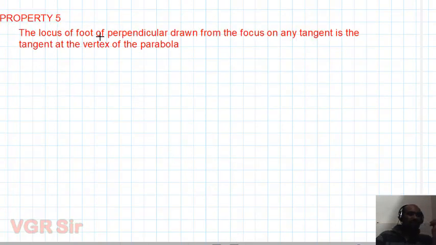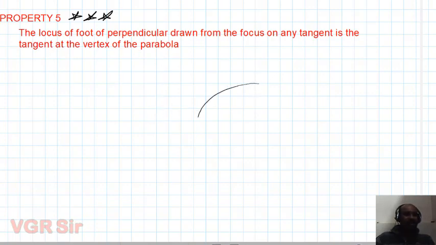So students, another important property, property number 5, I can keep star marks for this. The locus of the foot of perpendiculars drawn from the focus on any tangent is the tangent at the vertex of the parabola. Once again listen. The locus of the foot of perpendicular drawn from the focus on any tangent is the tangent at the vertex of the parabola. First of all, I want to explain what is the meaning of this.